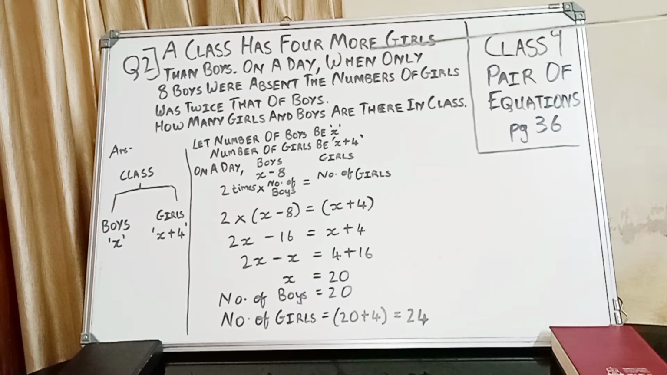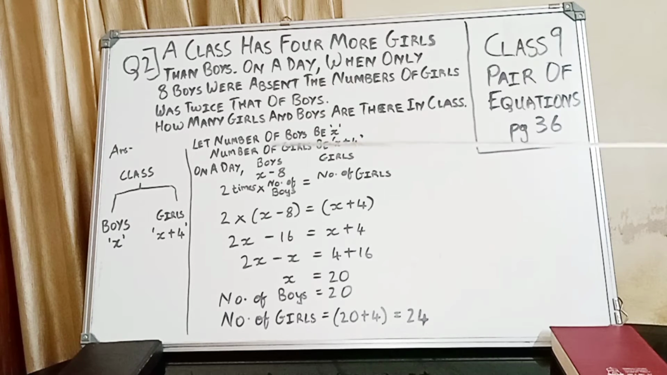So a class has 4 more girls. In the first line it is written that it has 4 more girls than boys. So let the number of boys be x, and the number of girls is 4 more than this number. That is why the number of girls comes to x plus 4.